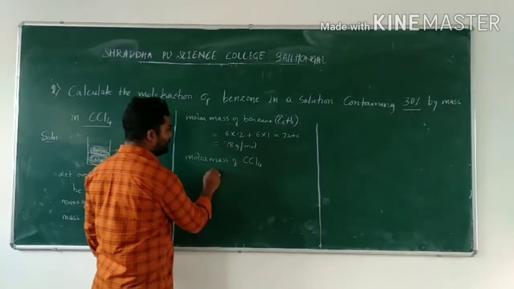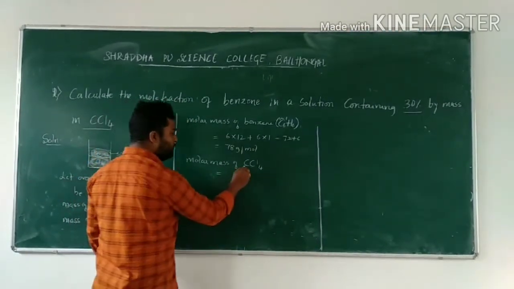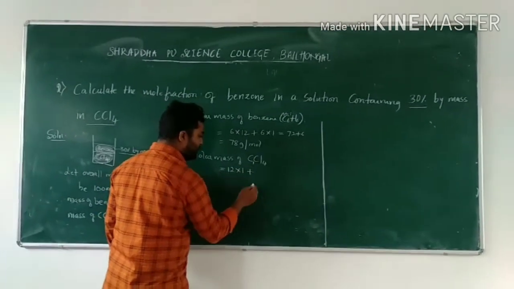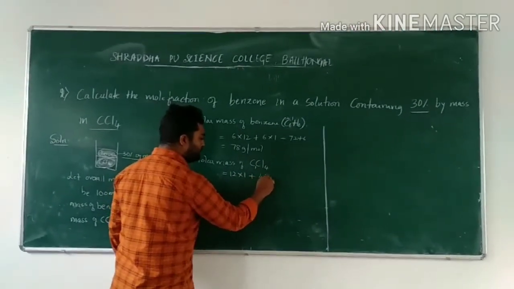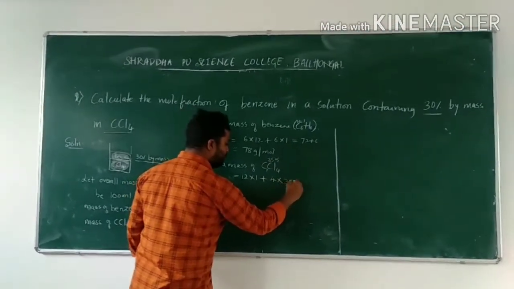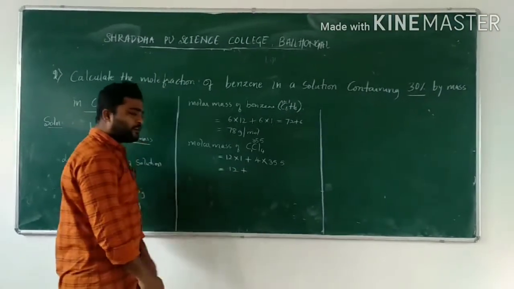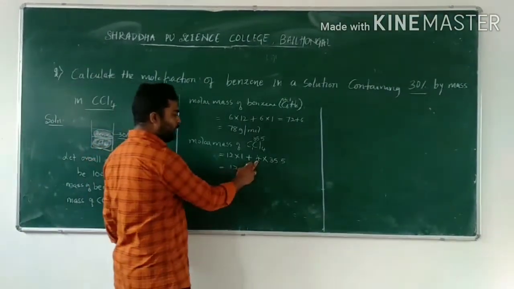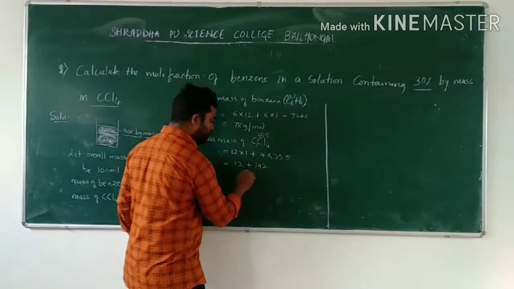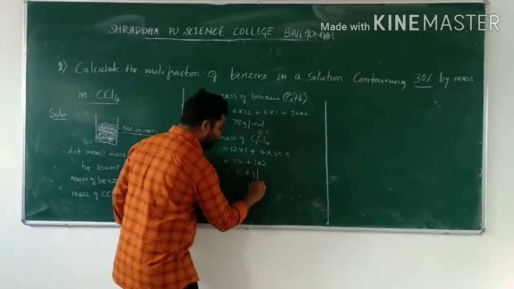So therefore, the molar mass of carbon tetrachloride, CCl4. Carbon, only one atom is there, atomic mass is 12 into 1, plus chlorine. There are 4 atoms, and the average atomic mass of the chlorine atom is 35.5. So 12 plus 35 is... 140 plus 0.5 into 4 is 2. So 142 it is. So therefore this is equal to 154 grams per mole.